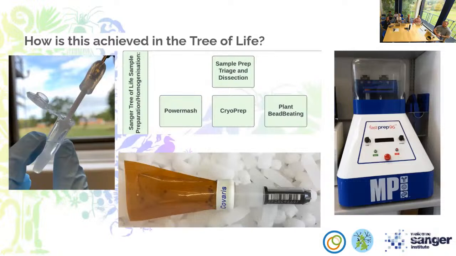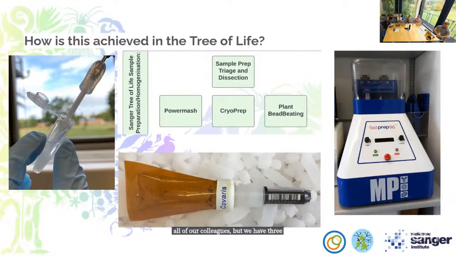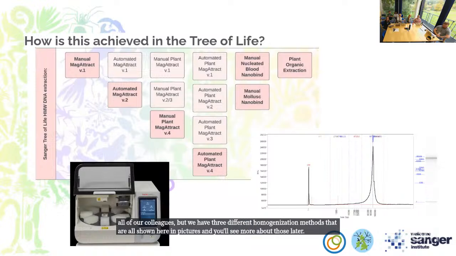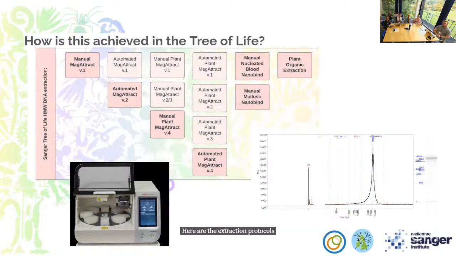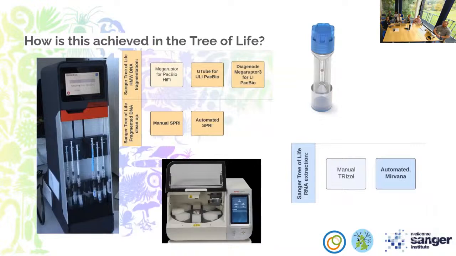So I won't go into too much detail here because you'll hear much more from all of our colleagues. But we have 3 different homogenization methods that are all shown here in pictures, and you'll see more about those later. Here are the extraction protocols with the QC metrics and our Kingfisher when we automate some of those processes. Here is the Megaruptor and G-tube for DNA fragmentation, and again the Kingfisher there for SPRI.